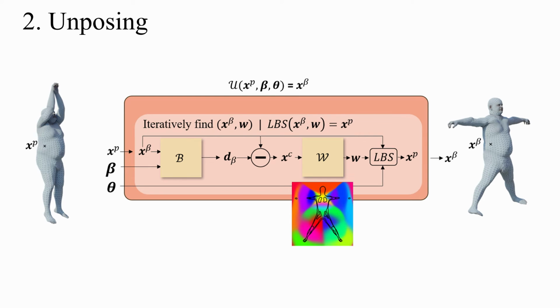To unpose a 3D point xp to the canonical space, we first learn to predict the skinning weights field W in SMPL's canonical space. Then, we use a root-finding algorithm to find the root 3D point x beta. The skinning weights W of the query point are initialized to the closest SMPL vertex skinning weight and used to unpose xp to x beta. Then x beta is iteratively refined until the output posed point matches the initial query point.